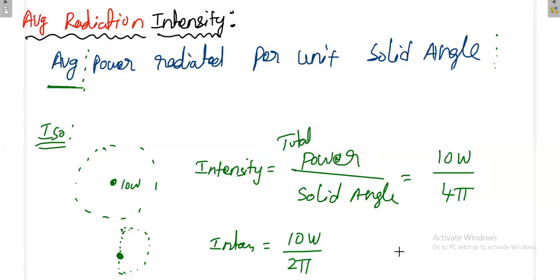Or in future there may come some antenna that concentrates power only within some solid angle. It may be pi or less than pi by 2 or something like that. Then also you will see what is the total available power with you, and for how much solid angle you are concentrating your power. The total power radiated per unit solid angle is called average radiation intensity. See how effectively you are concentrating power in a particular direction. That's why we have this definition.